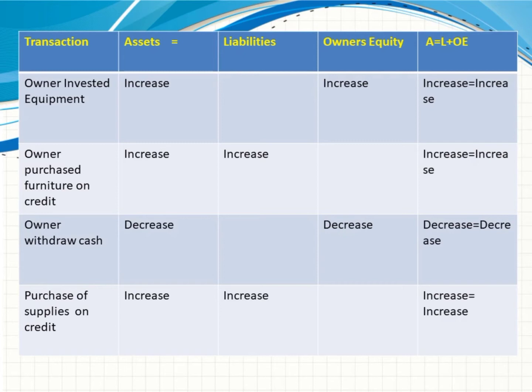Okay, number 4, purchase of supplies on credit. So the owner bought supplies but on credit. Supplies is under assets, so let's write increase. And for liabilities, since the supplies were bought on credit, there is also an increase in liabilities. But for owner's equity, there's no effect. Now, try to look at the example. Increase in assets and at the same time increase in liabilities. So the accounting equation is still equal.